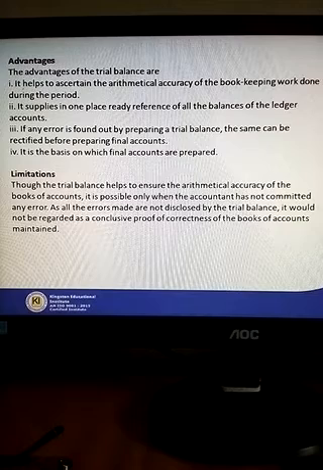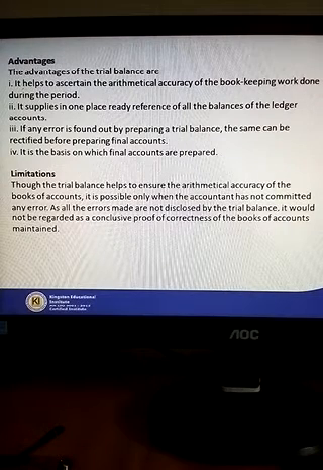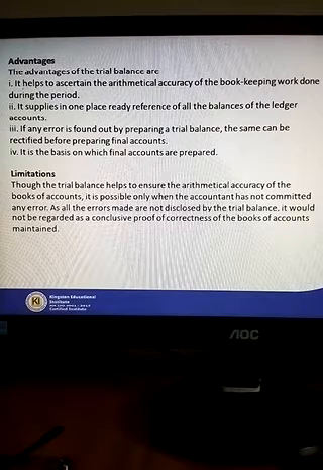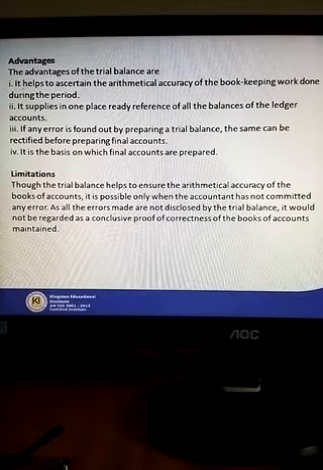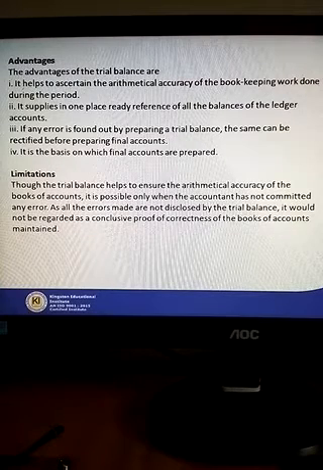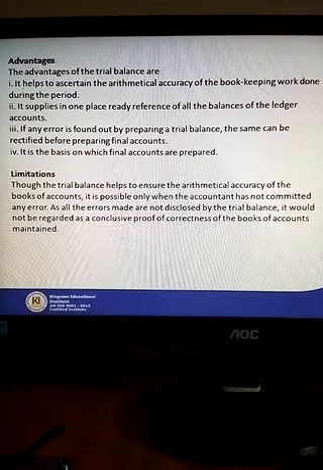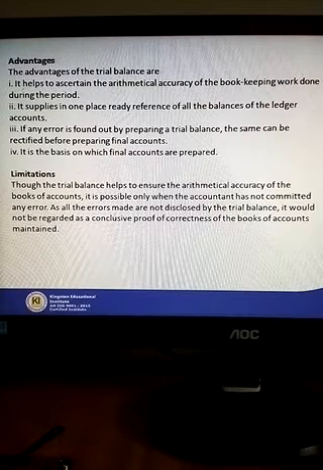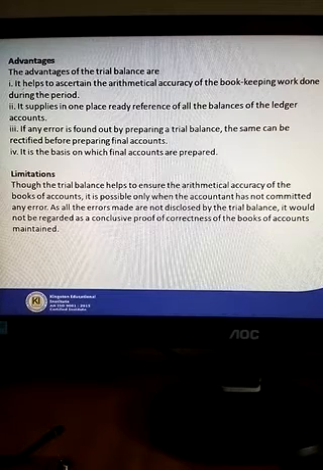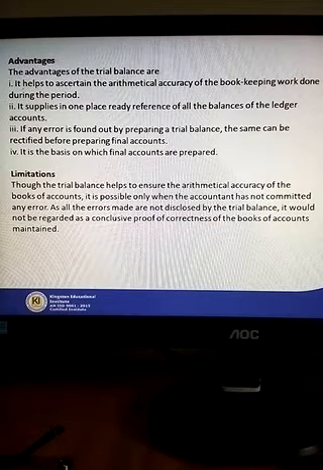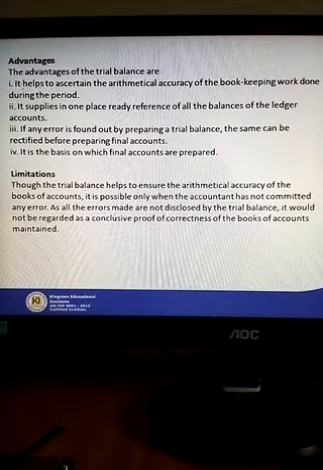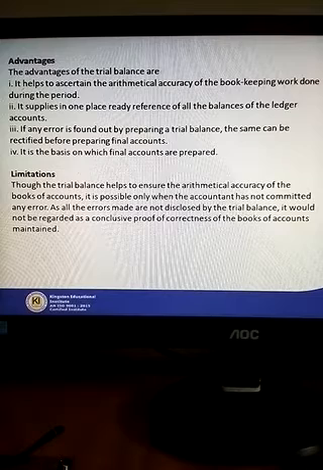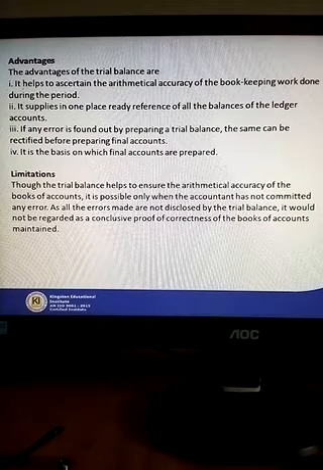What is the limitation? Here the limitation is, if the accountant makes a mistake, then the trial balance will show an incorrect result. But sometimes the trial balance may not show the mistake. Sometimes the trial balance may show the correct result, that is, it shows the arithmetical accuracy.